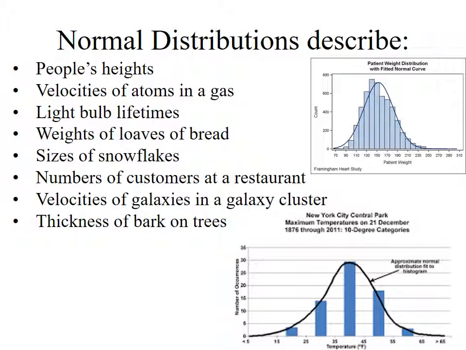If I study loaves of bread being produced by a bakery, and I measure the weights of lots of them, it follows a normal distribution. If I study the sizes of snowflakes, how the number of customers at a restaurant varies over time, the velocities of galaxies in a galaxy cluster far across the universe, or the thickness of bark on different trees in a forest, all of these things I find follow very closely a normal distribution, this classic standard bell-shaped curve. Why?